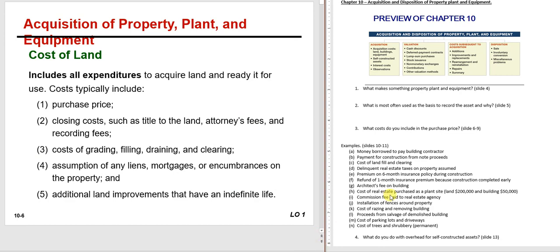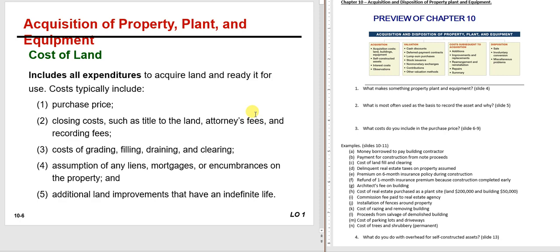Okay, so the next one, what cost do you include in the purchase price? I'm going to kind of go through the following slides, and you're going to see that the rule of thumb is basically every cost to get the asset ready for its intended use is added to the cost of the asset. So what does that include? Purchase price is generally what we include, but notice any closing costs. So if you pay attorney fees or recording costs, that's added to the cost of the land. Notice that it's ready for our intended use.